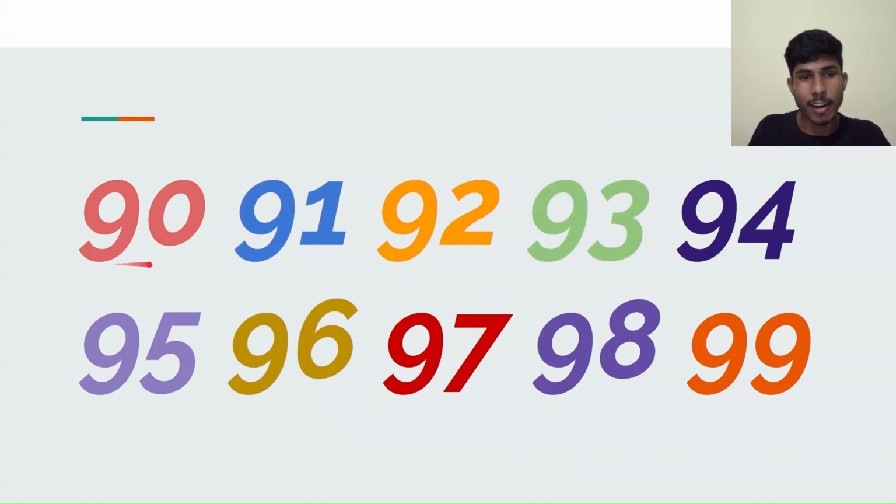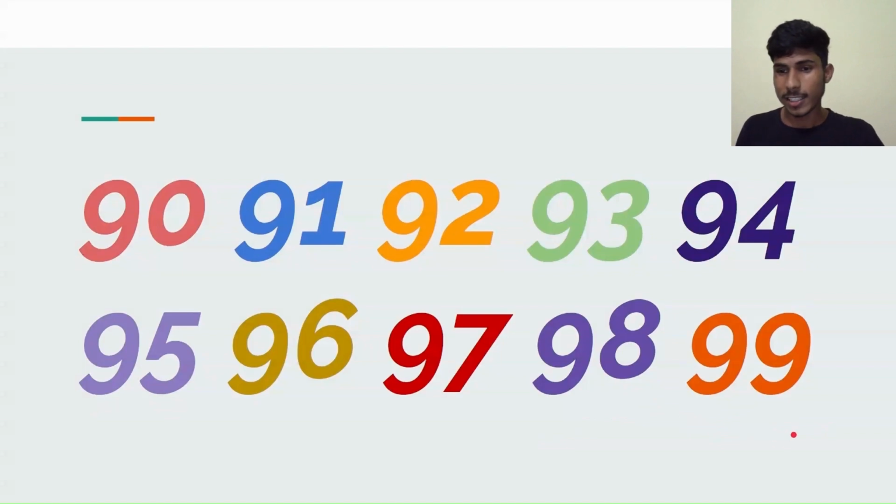So these are our numbers. 90 called 90, 91 called 91, 92 is 92, 93 is 93, and 94 is 94. And the number next is 95, that is 95. And the next is 96, that is 96. 97 is 97, 98 is 98. And the next number is 99, that is 99.